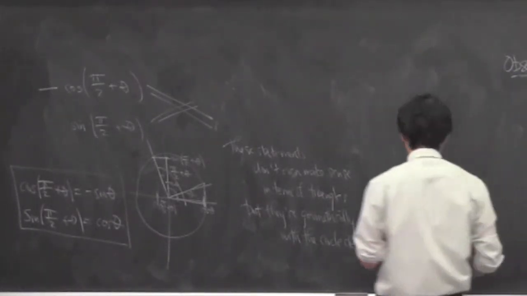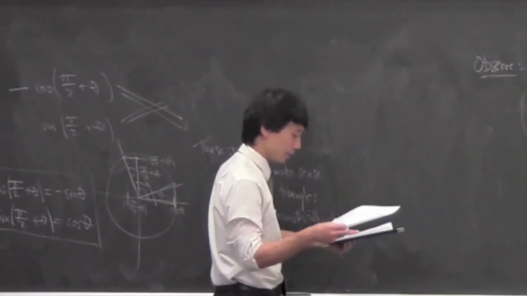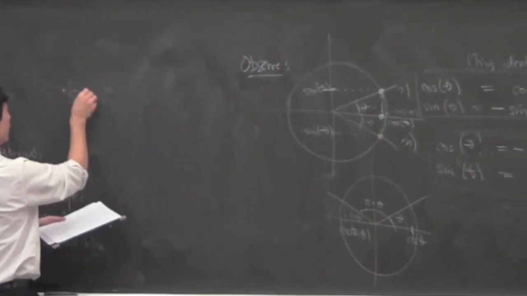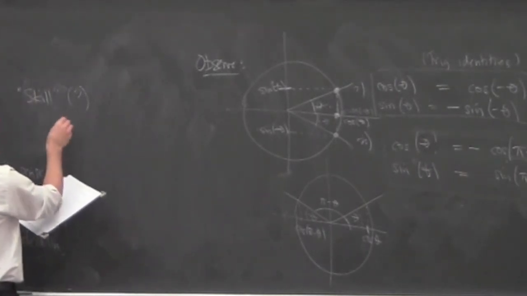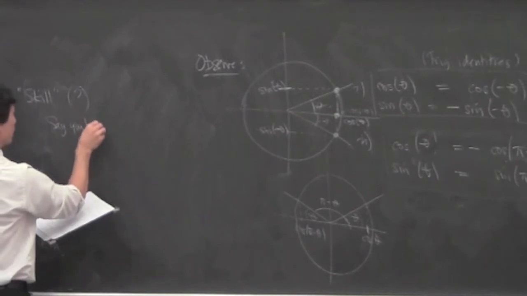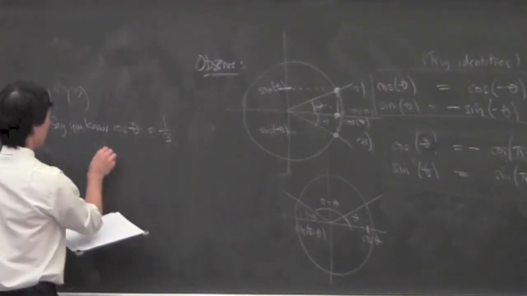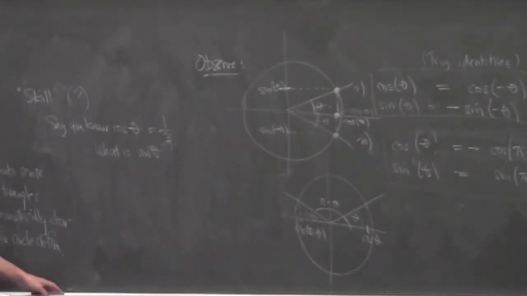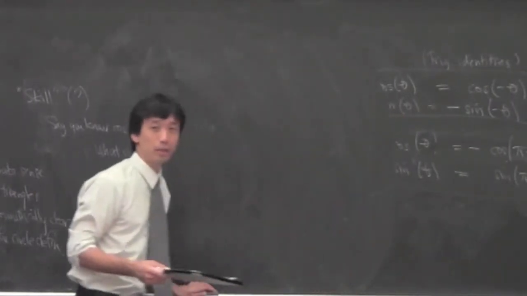Okay, so there's one kind of problem in the textbook that I don't think is that significant, but since they do it, let me show you how to do it. So here's a skill. I don't know if this is really a skill. So the question is, say you know that the cosine of theta is 1 over 3. What is sine of theta? If you know the cosine, do you know the sine?